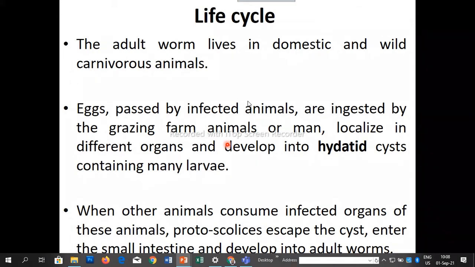The adult worm lives in domestic and wild carnivorous animals, whereby eggs passed by infected animals are ingested by grazing farm animals or a man, localized in different organs and develop into cysts containing many larvae. So when other animals consume infected organs of those animals, protoscolices will escape the cyst into the small intestine and will develop into adult worms.